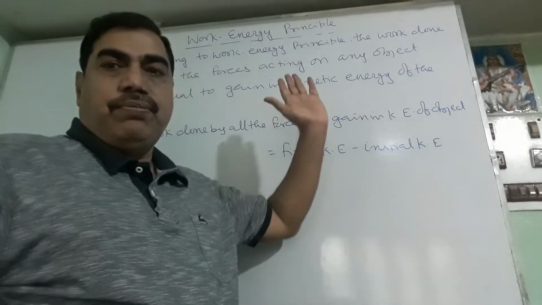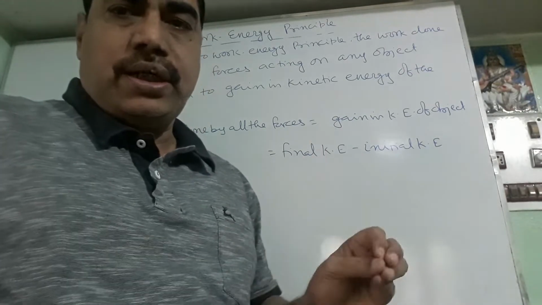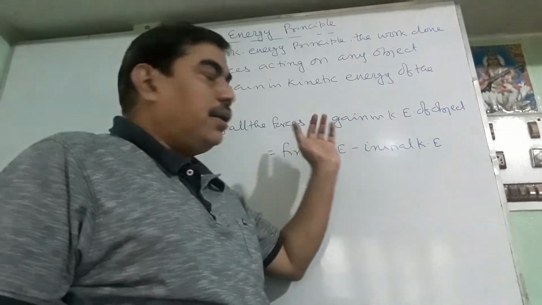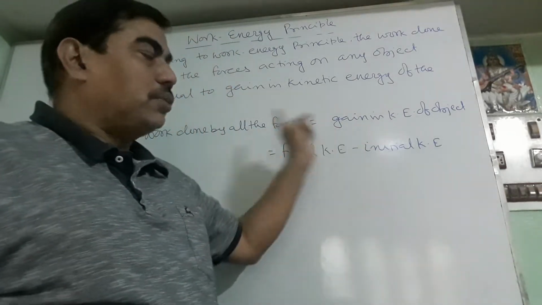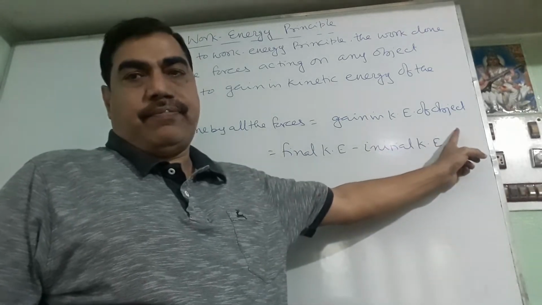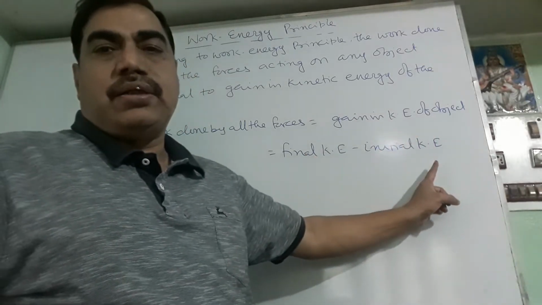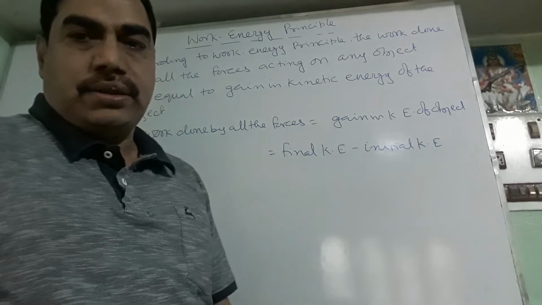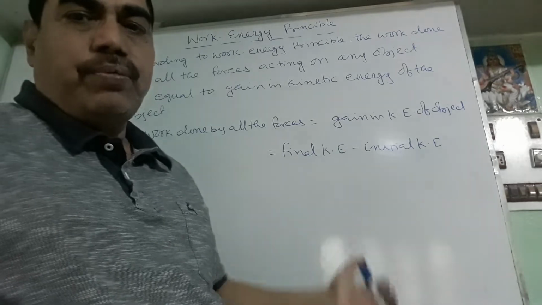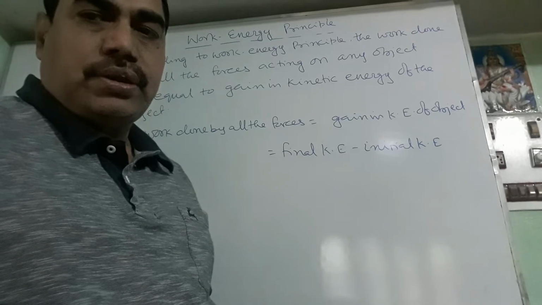In that case, if we calculate the work done by all the forces, whether it is positive work or negative work, whatever type of work is done by all the forces, that total work done will always be equal to the gain in kinetic energy. Gain in kinetic energy means the final kinetic energy of the object minus the initial kinetic energy. So this is the principle. We will prove this principle and we will see some examples of how we can use it.